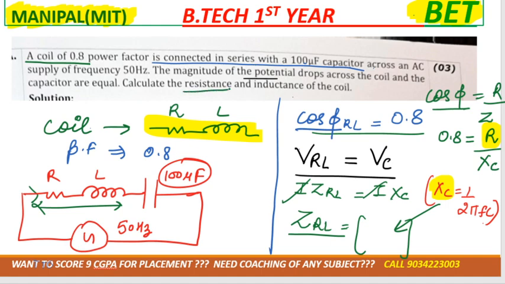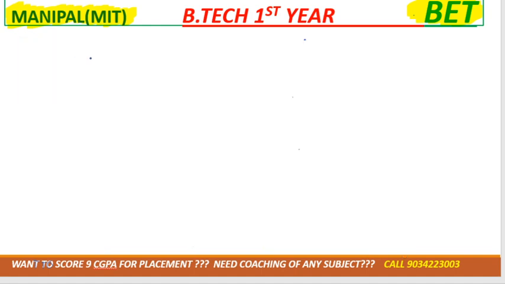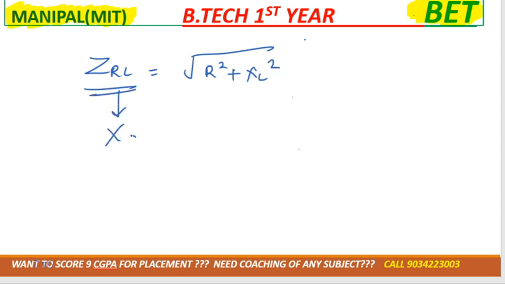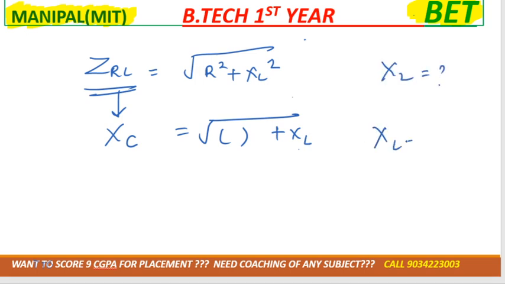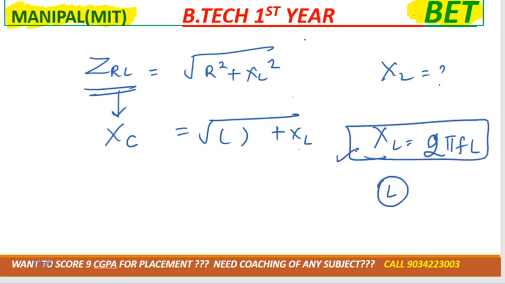You need to calculate R, which we have got, and then you need to calculate the inductance. The inductance you can get by ZRL. The ZRL formula, remember I told you, is root of R square plus XL square. ZRL value you already know, that is equal to XC. R you have already calculated. Then you will be able to know XL, and after getting XL you will be able to get L by this formula: XL is equal to 2 pi FL. Yes or no?